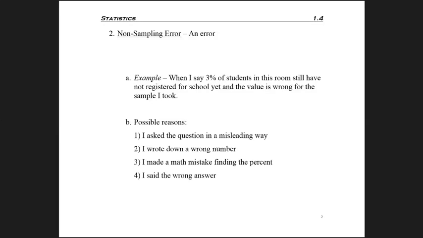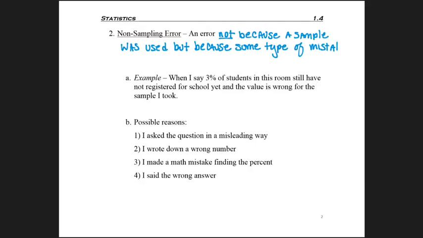And the second type of error in statistics is called a non-sampling error. And this is an error not because a sample was used, but because some type of mistake was made. So I give this example down here where I say that 3% of students still have not registered for school. And that 3% could be wrong for the sample I took.